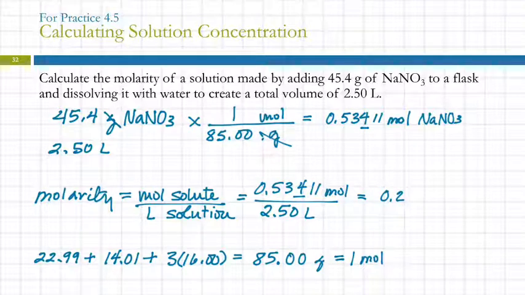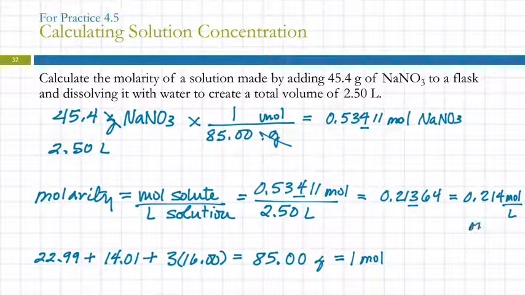And this result should also have 3 significant figures. But again, I'm going to write down 2 extras. And this is going to be my final answer, so I'm going to round this. I'm going to get 0.214. The units are moles over liters. Or you can call this 0.214 capital M. Any questions?